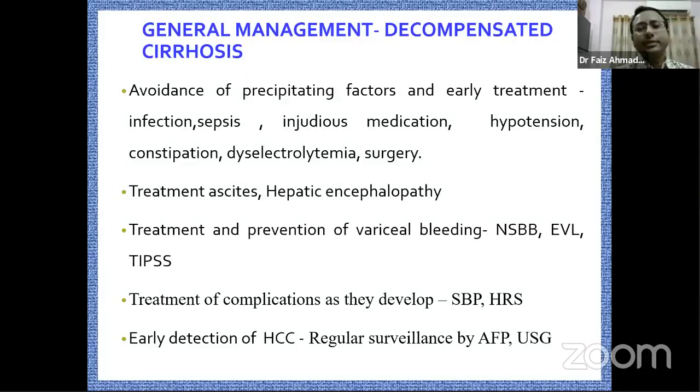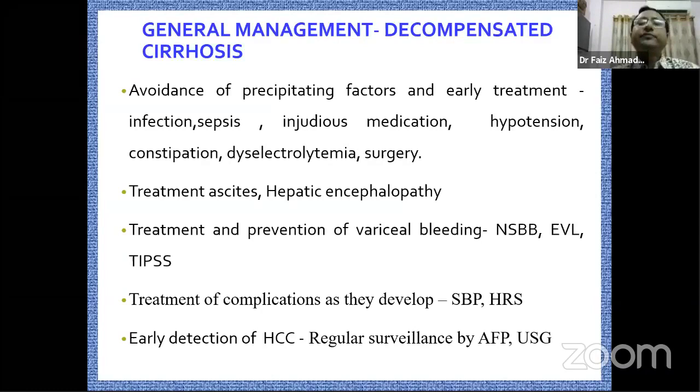Now, what is the general management of decompensated cirrhosis? That is, patients having ascites and encephalopathy. এগুলো যদি নিয়ে আসে, তখন আমরা তাদেরকে decompensated বলি। তো তাদের ক্ষেত্রে আমাদের general management কি? General management হচ্ছে এদের ক্ষেত্রে avoidance of precipitating factors and early treatment.